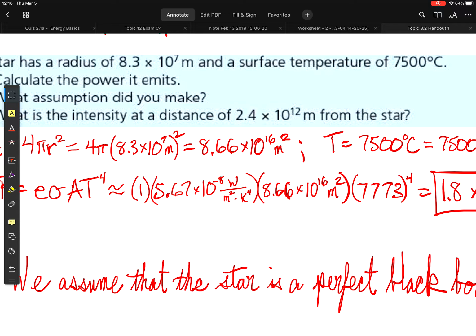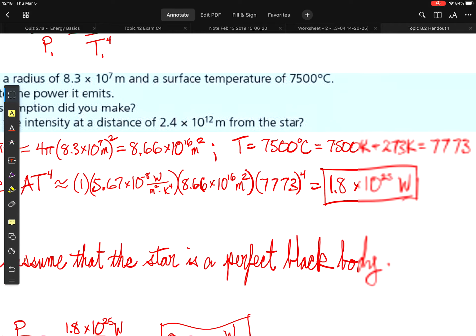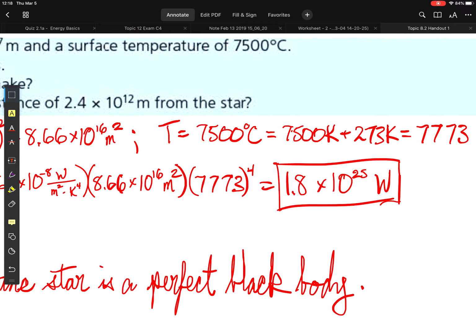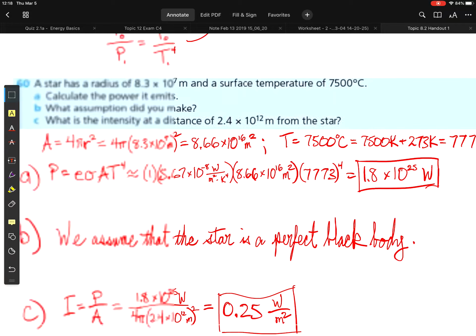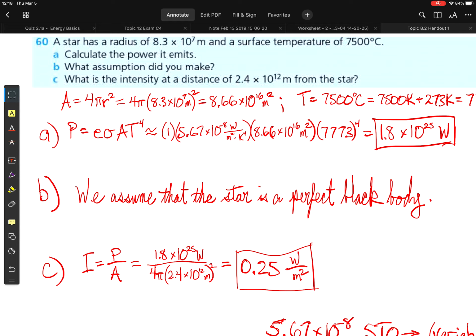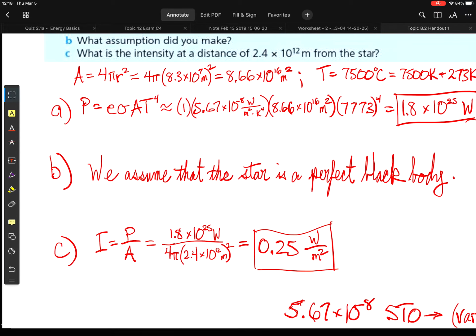Okay, next we need the Stefan-Boltzmann constant. That is in your textbook as well as in your data booklet. The area we've already calculated. The temperature we have converted to Kelvin. We will find that our star has 1.8 times 10 to the 25 watts. This is not super different from our own sun's power output, which you will recall is about 4 times 10 to the 26 watts.